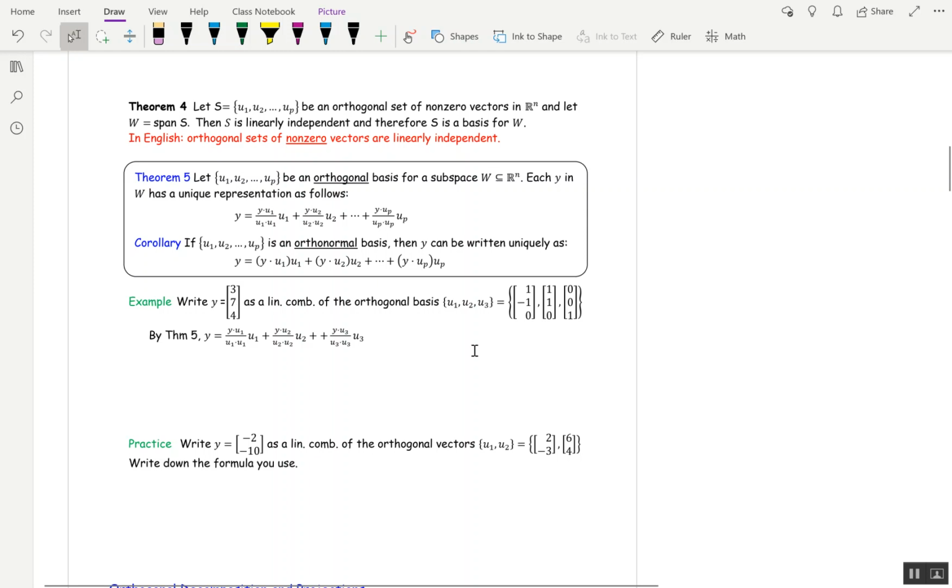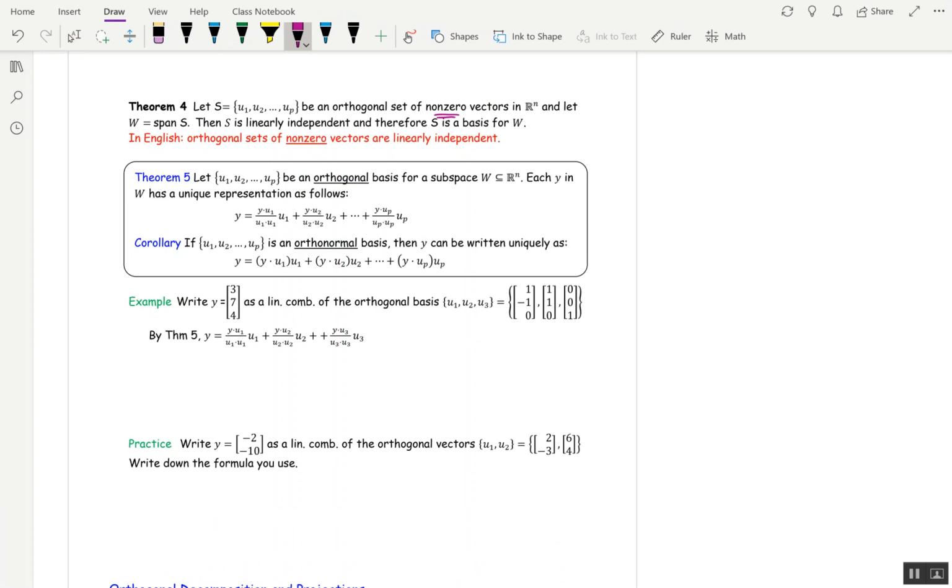This is the second part of section 6.2. We're going to talk about orthogonal decomposition and orthogonal projections. So we have a theorem that tells us any orthogonal set of non-zero vectors is linearly independent.